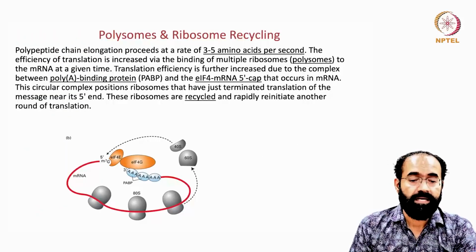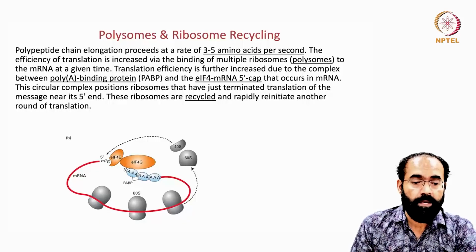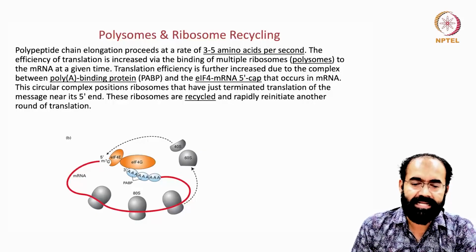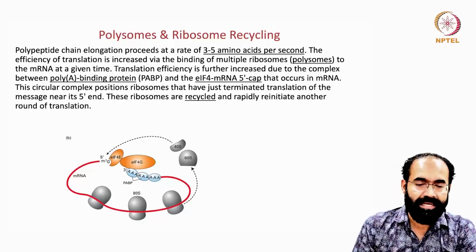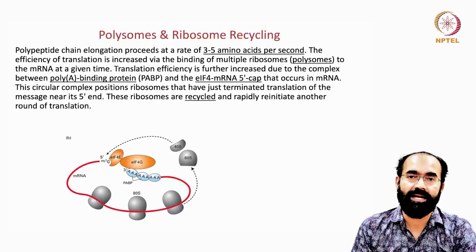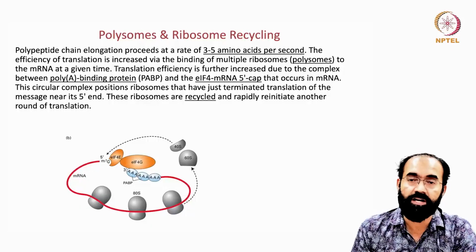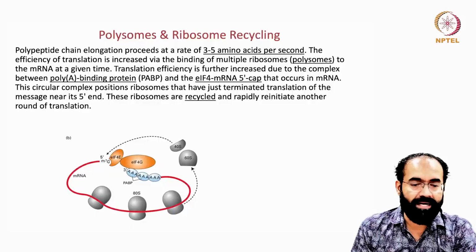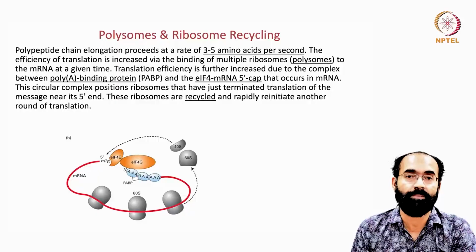So now let us see what happens finally: the polysomes and the ribosome recycling. Polypeptide chain elongation proceeds at a rate of 3 to 5 amino acids per second. So the efficiency of translation is increased via the binding of multiple ribosomes per mRNA, and we call it polysomes. Instead of one set of ribosomes, you can have a second, third, fourth, fifth on the same mRNA at a given time. So one RNA can continuously produce multiple polypeptides.